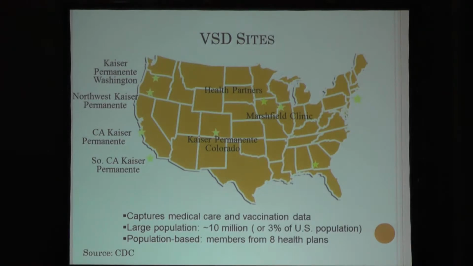VSD has approximately 10 million population, approximately 3% of the US population. In total, they have 8 sites. 5 out of 8 are from Kaiser, which is a regional health insurer in the US. The rest of the 3 are from HealthPartners, Marshfield Clinic, and Harvard Pilgrim.